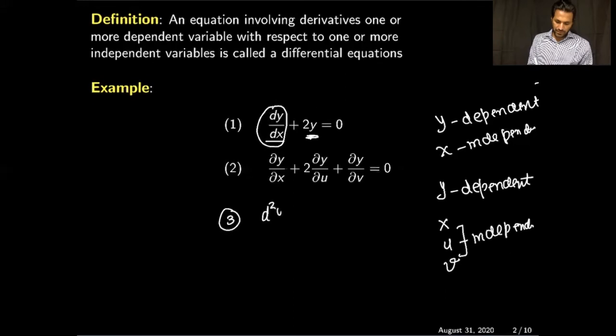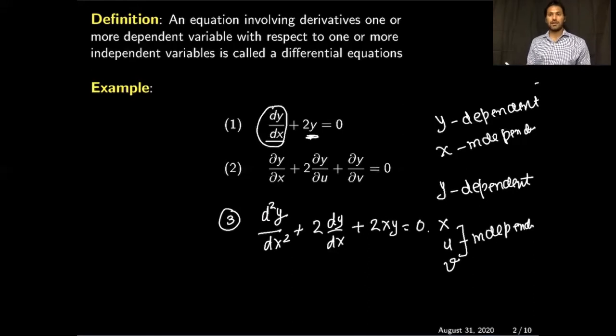d square y by dx square plus 2 dy by dx plus 2xy is equal to 0 is also a differential equation, where y is the dependent variable and x is the independent variable. In this differential equation, you can see you have the higher order derivative of the dependent variable with respect to the independent variable, and you have the dependent variable as well as the independent variable in the equation.